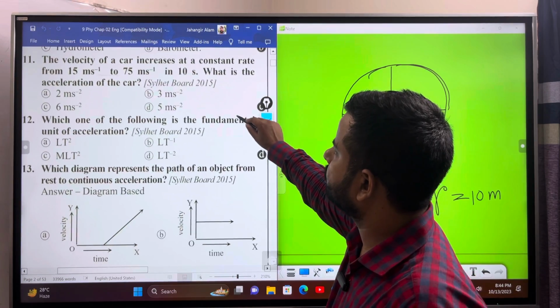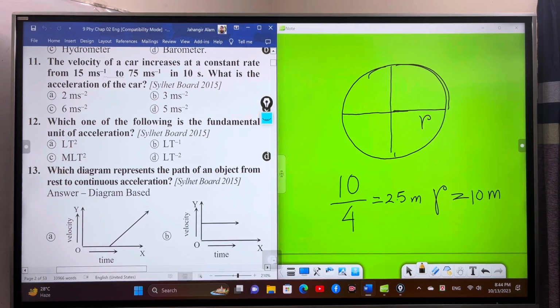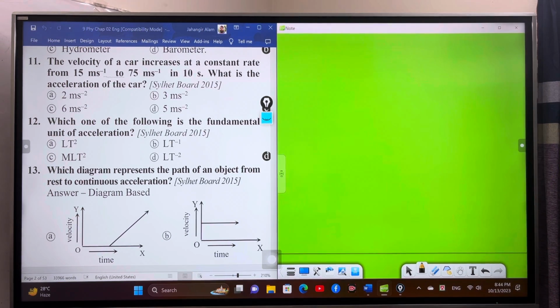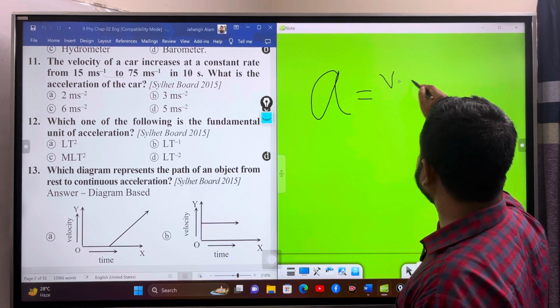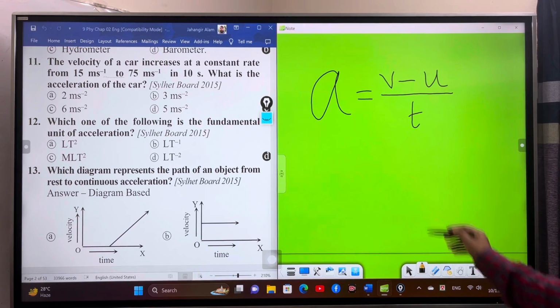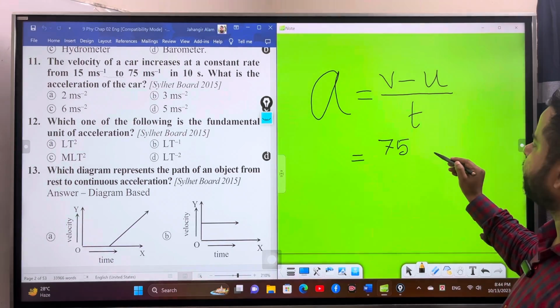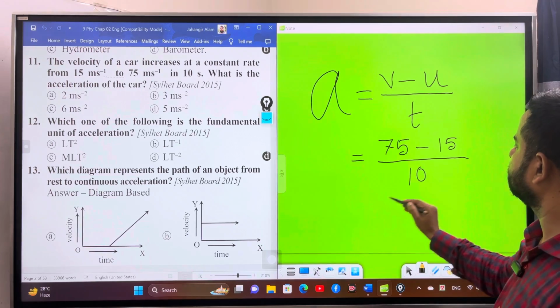Question number 11. The velocity of a car increases at a constant rate from 15 meter per second to 75 meter per second in 10 seconds. What is the acceleration? We know acceleration A equals final velocity V minus initial velocity U divided by time taken. Final velocity is 75 meter per second minus 15 meter per second divided by time, which is 10.